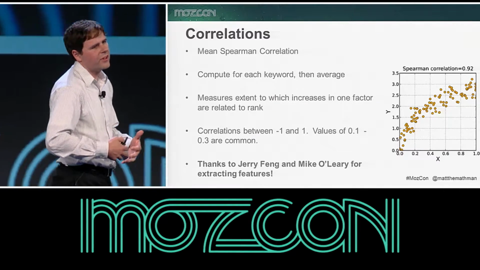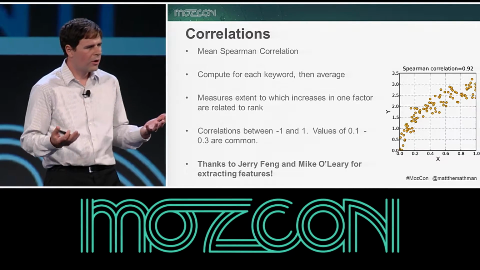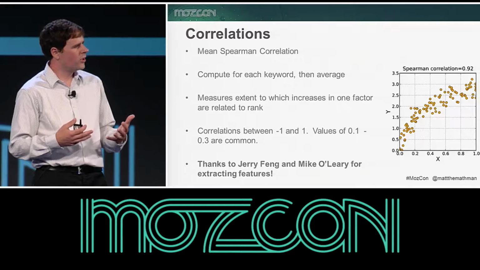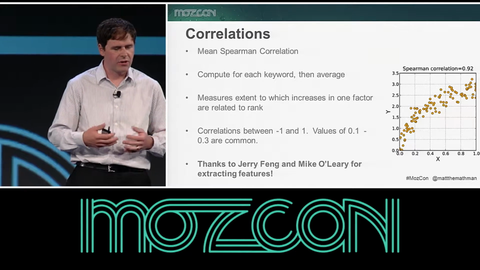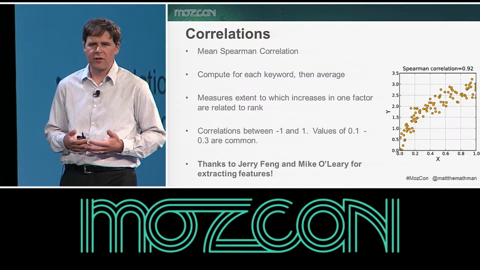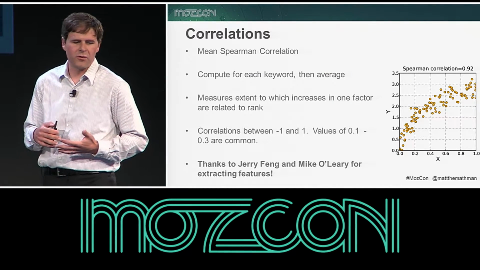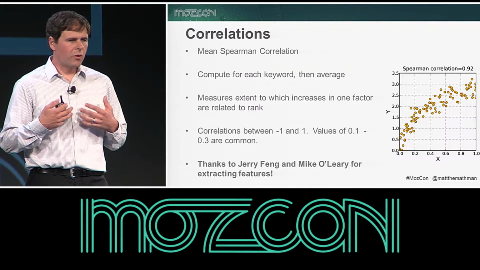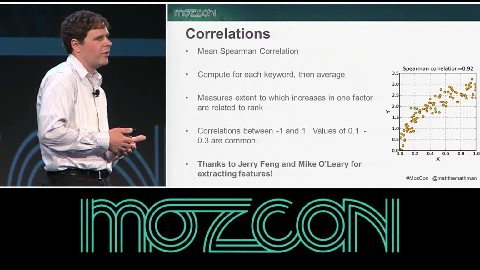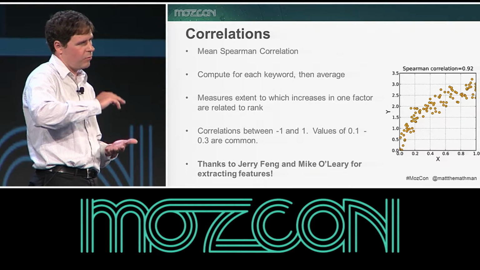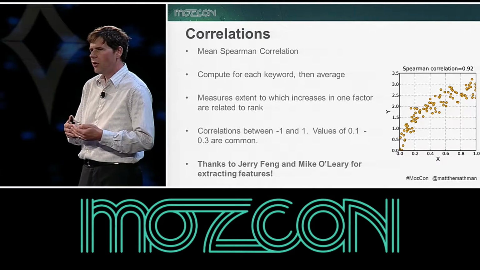So once we collect all of this data, we go and compute what's called correlations, or the mean Spearman correlation. Essentially, for each keyword we can compute a correlation, and then we average them all together. That's where the mean comes from, the average. And the Spearman correlation measures the extent to which increases or decreases in one factor are associated with increases or decreases in rank. The correlation value theoretically will go between -1 and 1. A negative value means that increases in whatever we're measuring are associated with decreases in rank, and a positive value is associated with an increase in rank.